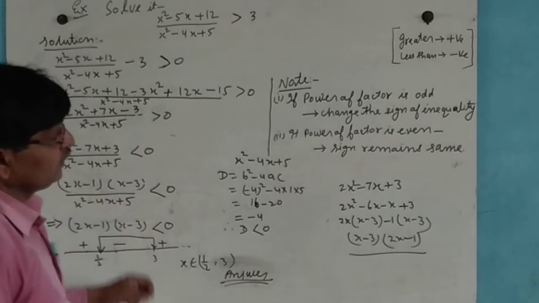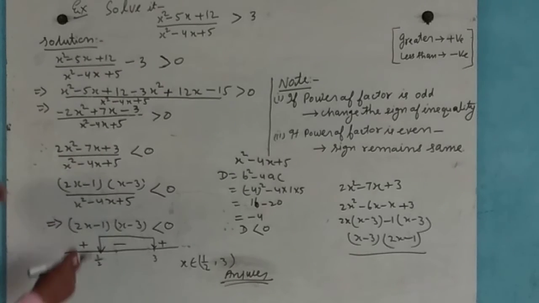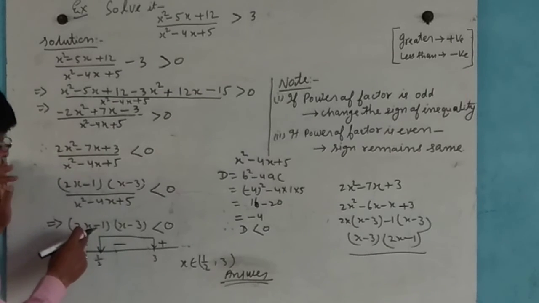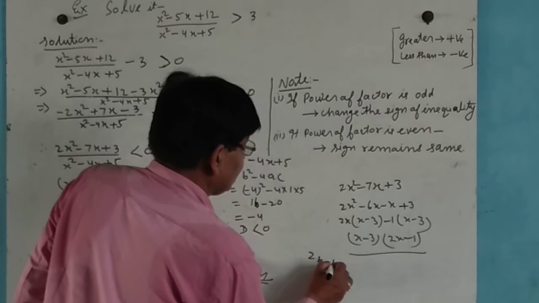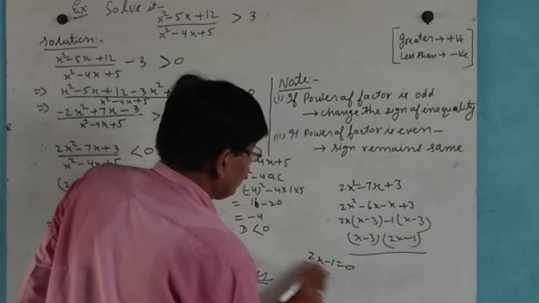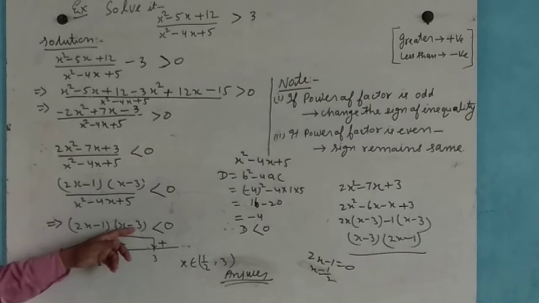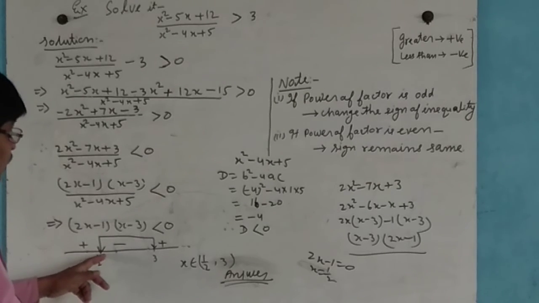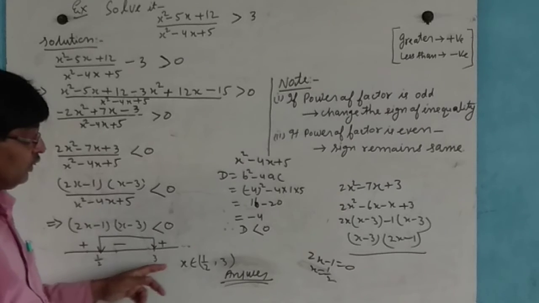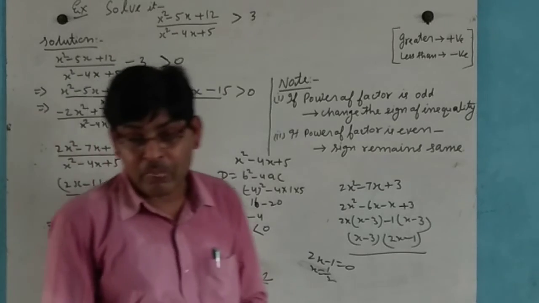In this case, less than 0, we take the negative part. Now 2x minus 1 equal to 0 means x is equal to 1 by 2, so half, and x minus 3 equal to 0, x equal to 3, and the signs are plus, minus, plus, so the value of x belongs to half and 3. This is our answer.